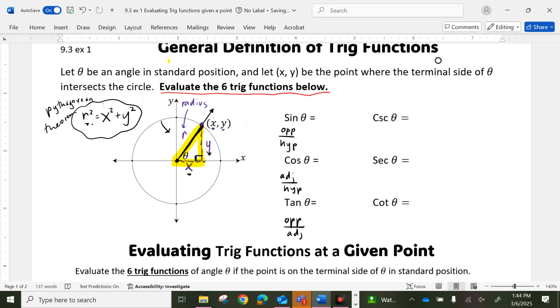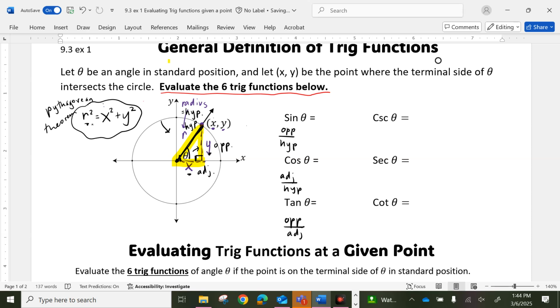And so what we're going to do is from this theta that's right next to that 0, 0 point, the origin, we are going to label our opposite, adjacent, and hypotenuse. So I already know the radius is along the hypotenuse. So that radius is the hypotenuse. And I also know if theta is down here, then across from theta on the opposite side of the triangle will be the opposite side, and then x will be your adjacent.